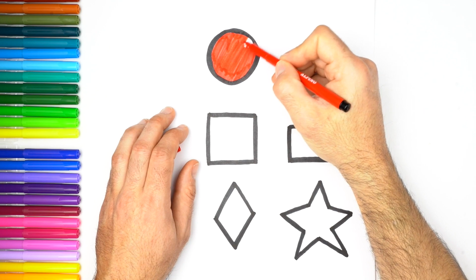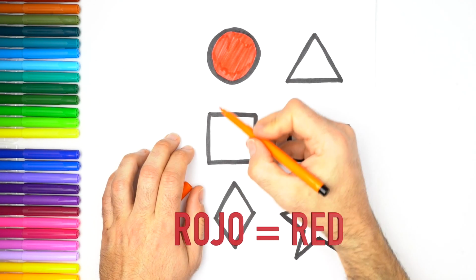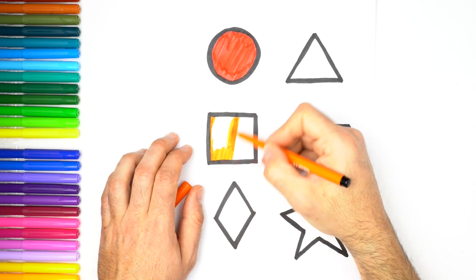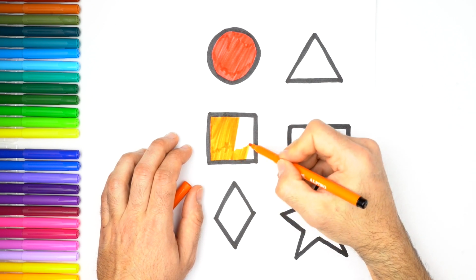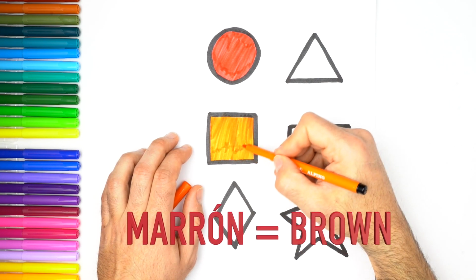We use red. Red in Spanish is ROJO. Now we use the brown. That is said MARRÓN.